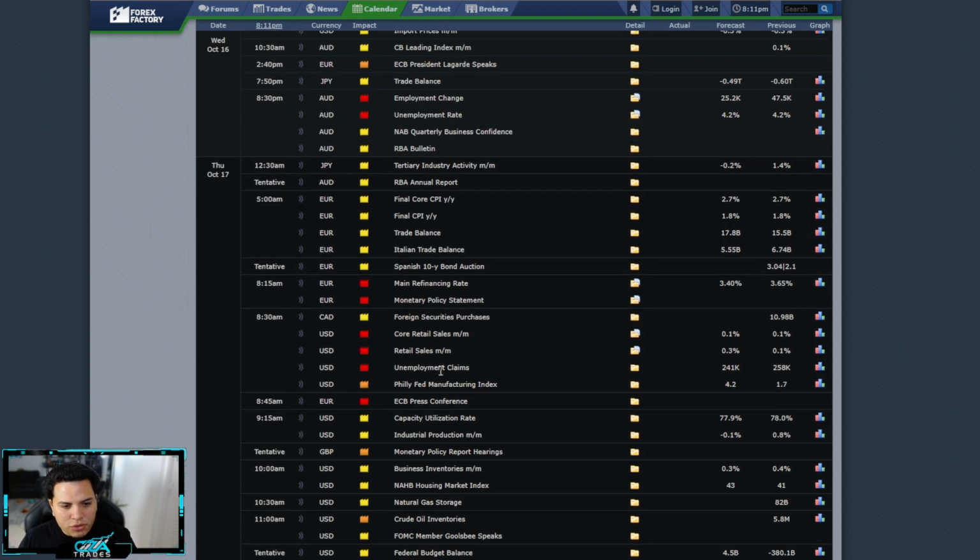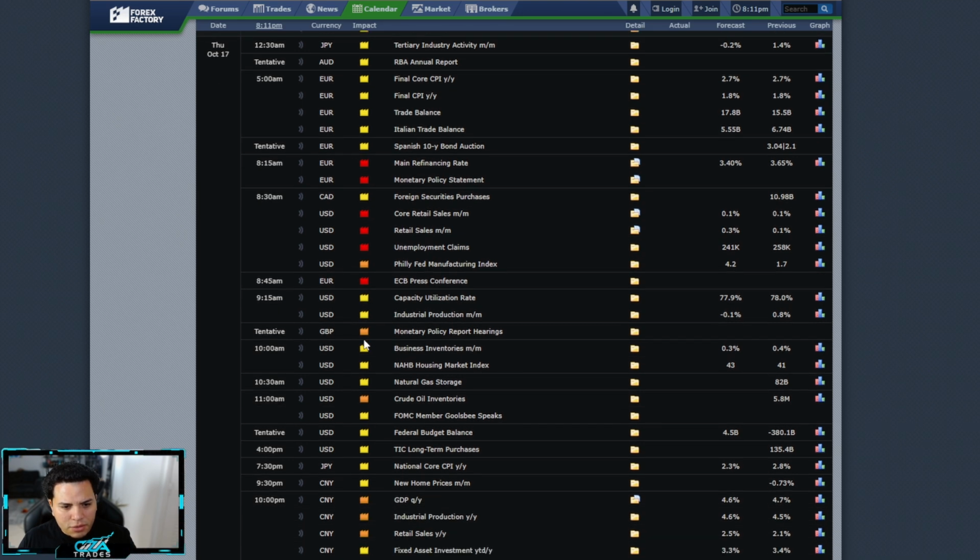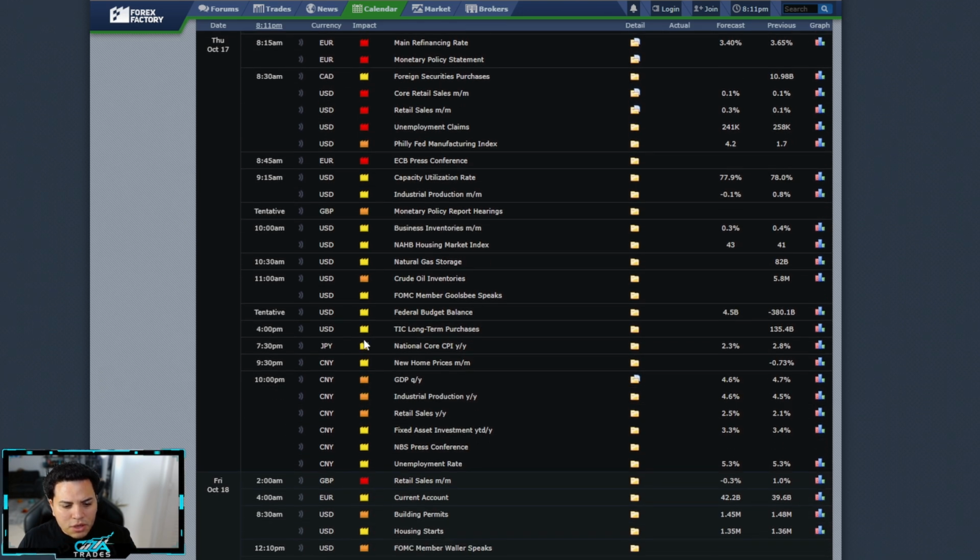Thursday, we have red folder news for Euro, 1 hour and 15 minutes right before the New York session open. And then 1 hour before the New York session open, we have US red folder news, followed by another Euro, 15 minutes right after that. A little bit late for Euro, but it is what it is. Friday, we have GBP red folder news during the London session. Now, let's jump on the chart.